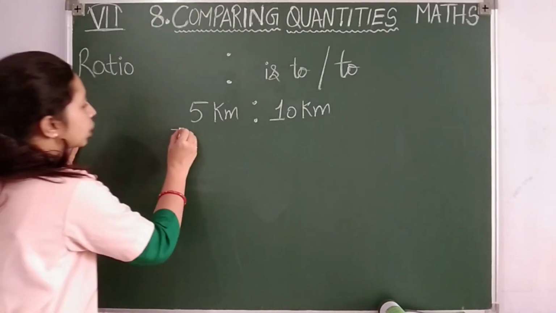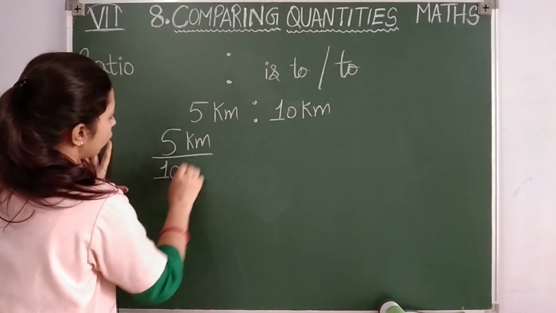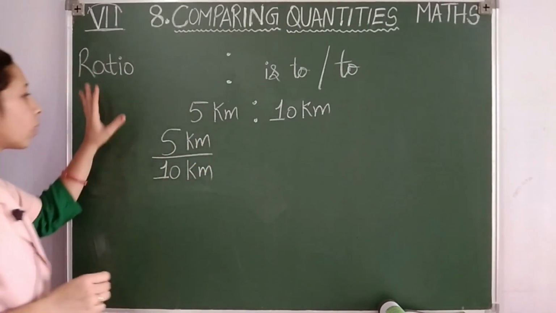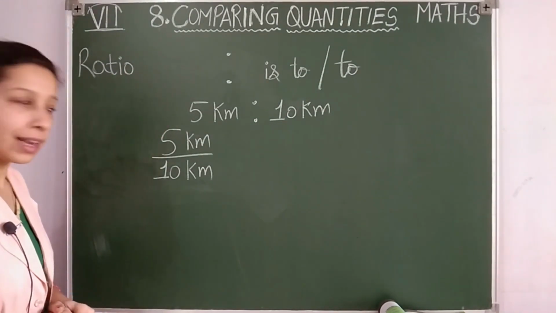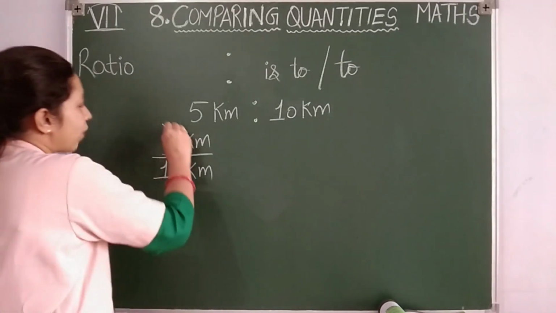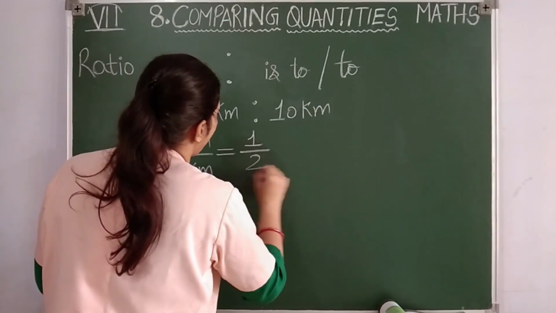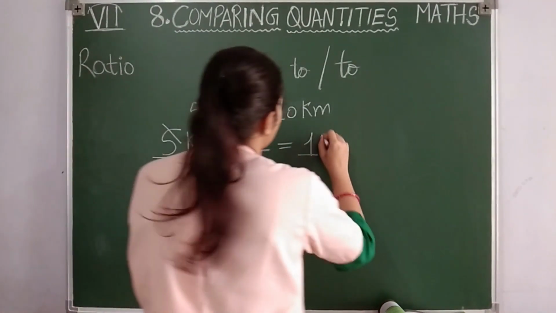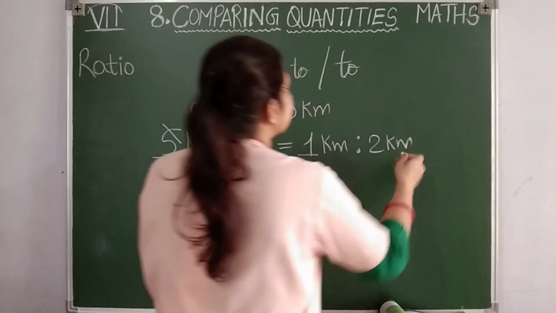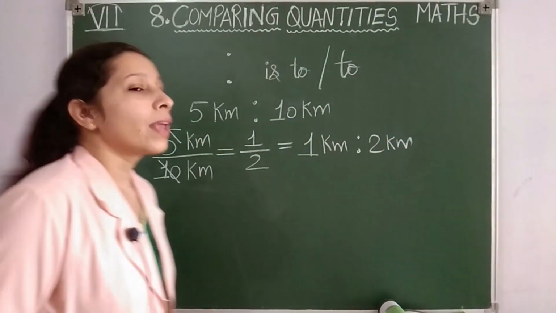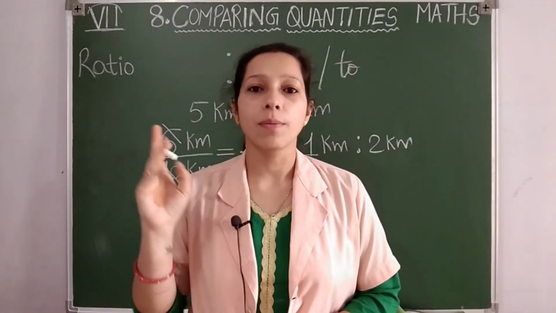Then students, ratio is written as a fraction like this, 5 kilometer upon 10 kilometer. So ratio we have to write as a fraction and then you can cross cancel it. Okay students, so 5 ones are 5, 5 twos are 10. So I got 1 upon 2, or it can be written as 1 kilometer is to 2 kilometer. This is ratio students.